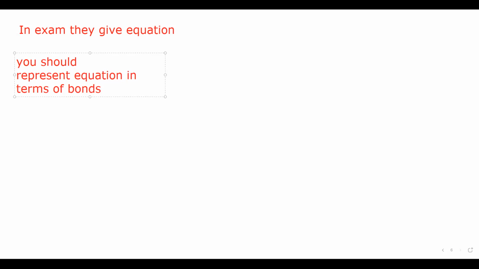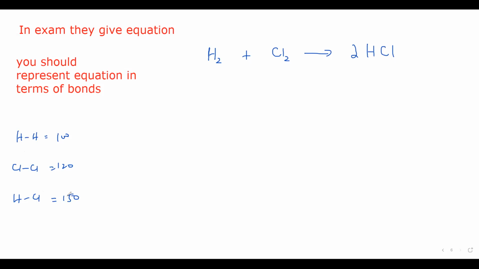I will give an example. We have hydrogen reacting with chlorine to form hydrogen chloride. This is how the exam gives you the question. They provide the bond energies, but they give you the equation. So hydrogen and hydrogen, for example, bond energy is 100, chlorine and chlorine bond energy is 120, and hydrogen chloride bond energy, for example, 150.